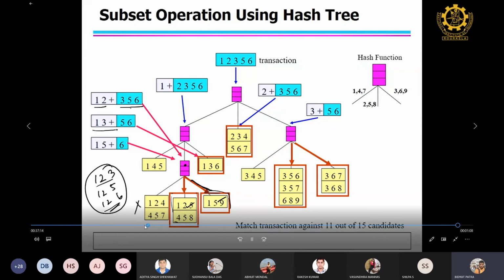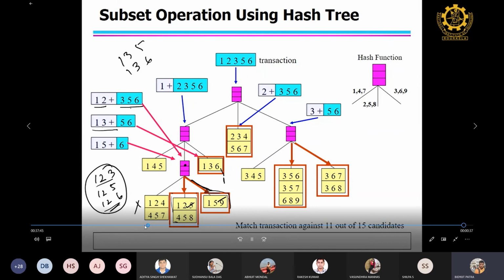So here 1, 3. 1, 3 means we'll search here. So we will have the combinations 1, 3, 5 and 1, 3, 6. But it is not a candidate. So 1, 3, 6 is here. Then you have to increment by 1 because it was 0. So now its frequency will be incremented by 1. And 1, 3, 5 is not there because its subset was infrequent. Therefore its superset cannot be frequent, so actually it is not there.